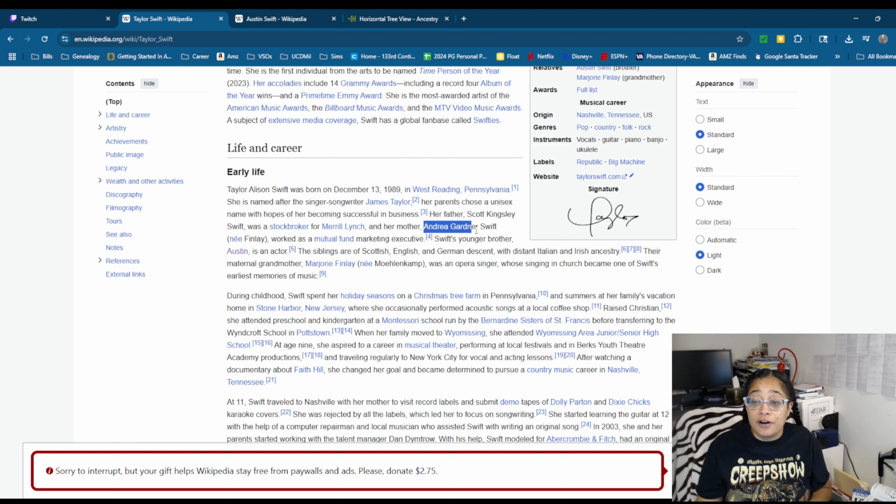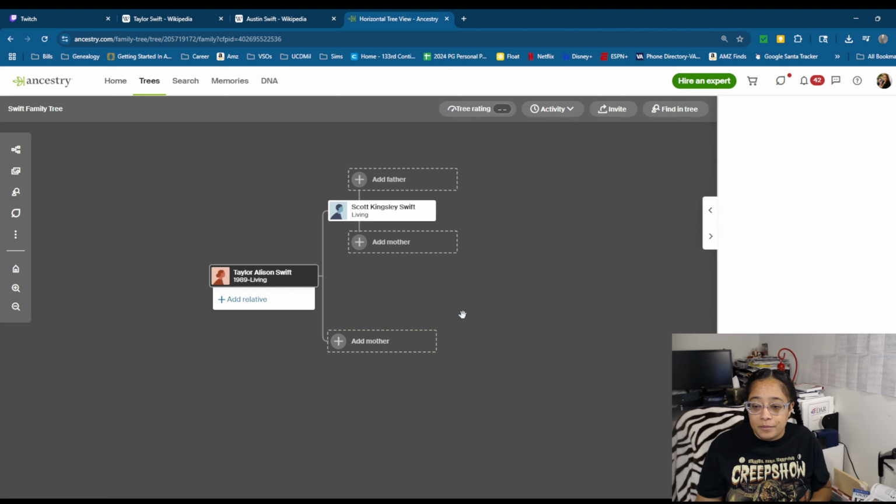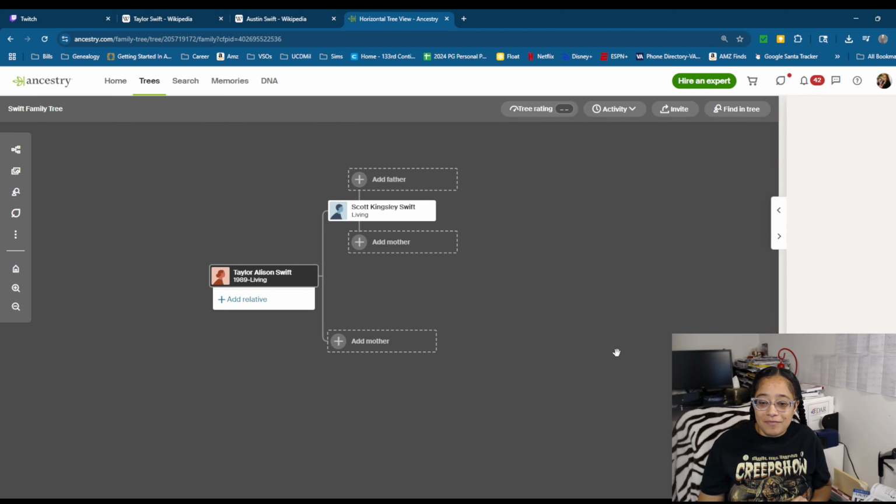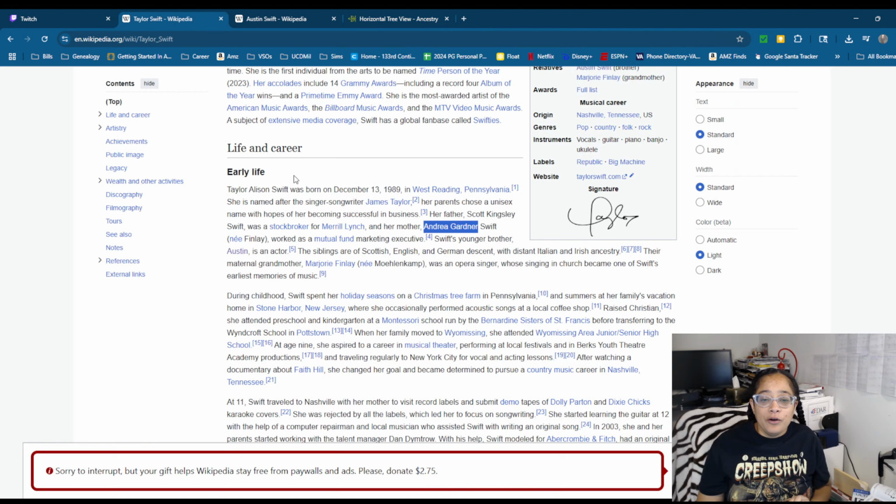So Andrea Gardner, née Finlay. Née means that is usually her maiden name, but it can also be used for a prior name by some folks. So Andrea Gardner Finlay, female, living. Great job. As you can see, the only options on Ancestry right now for gender are male, female, and unknown, which are not particularly great, but right now we work with what we have. Okay, so we've added the mother, and then we get a little bit more information.